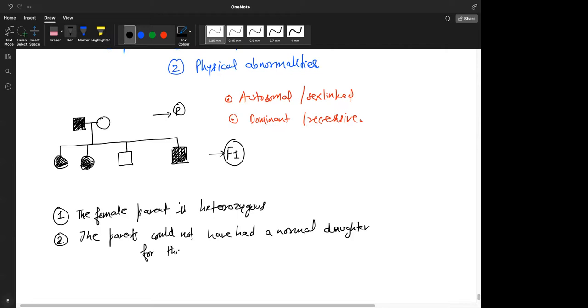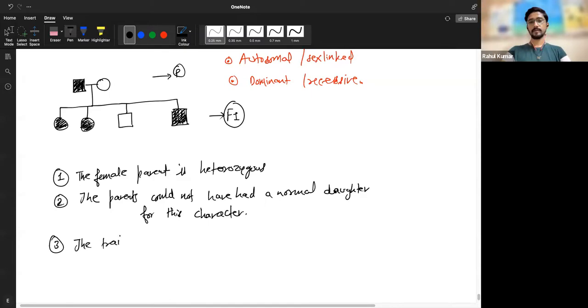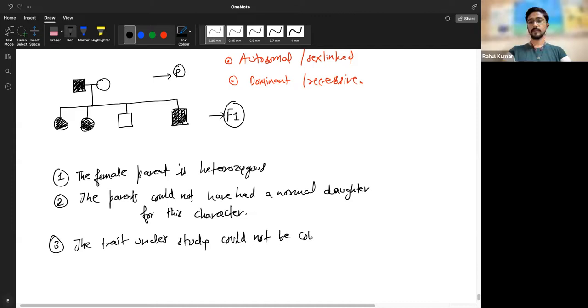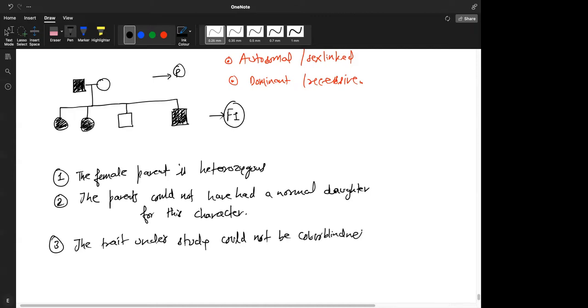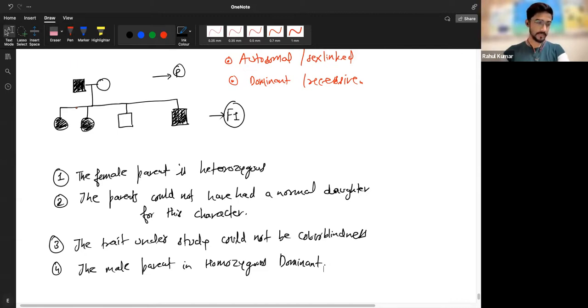The third option is the trait under study could not be color blindness. And the last option is the male parent is homozygous dominant. Interesting options. Okay, so before going to these options, Atif, what do you think is the right answer? What have you understood?